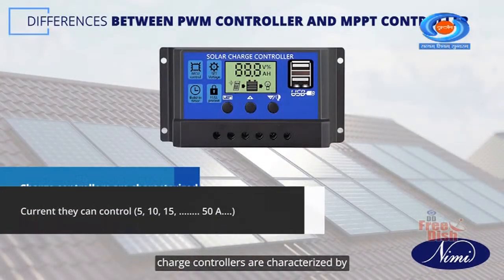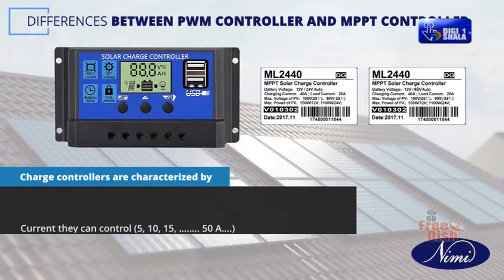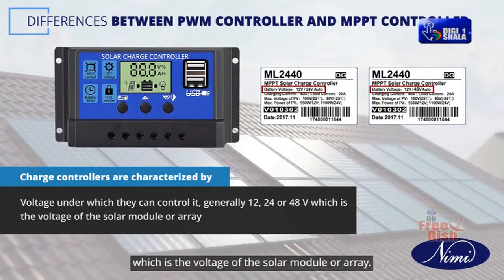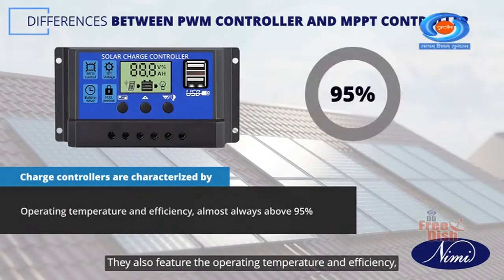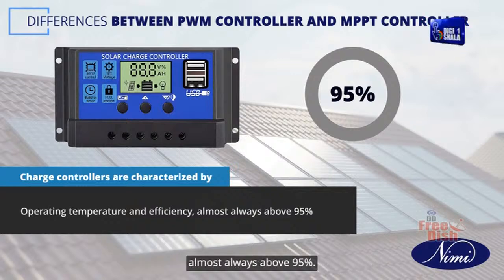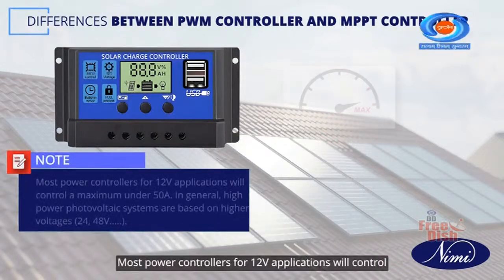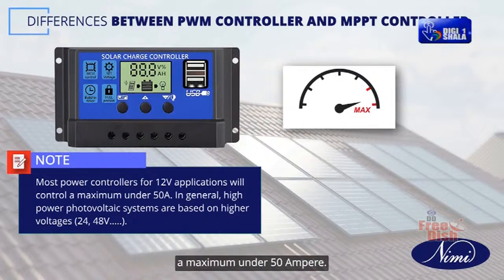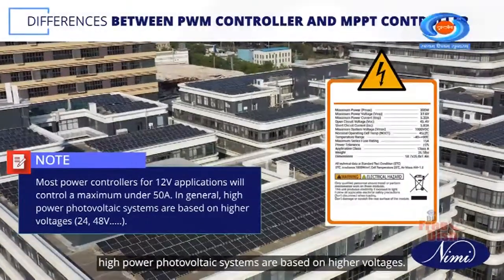Besides the type, charge controllers are characterized by the current they can control and the voltage under which they can control it, generally 12, 24 or 48 volts, which is the voltage of the solar module or array. They also feature the operating temperature and efficiency, almost always above 95%. Most power controllers for 12 volts applications will control a maximum under 50 ampere. Generally, high power photovoltaic systems are based on higher voltages.